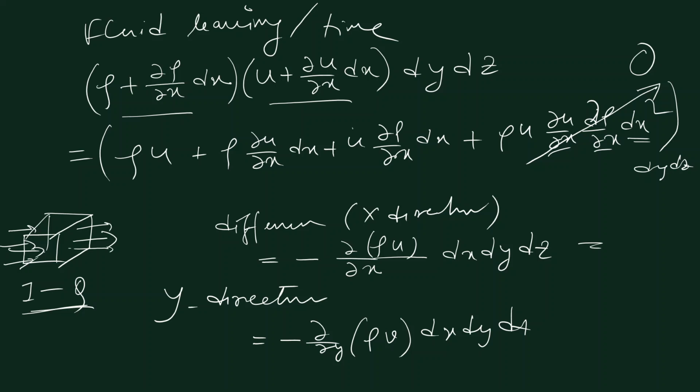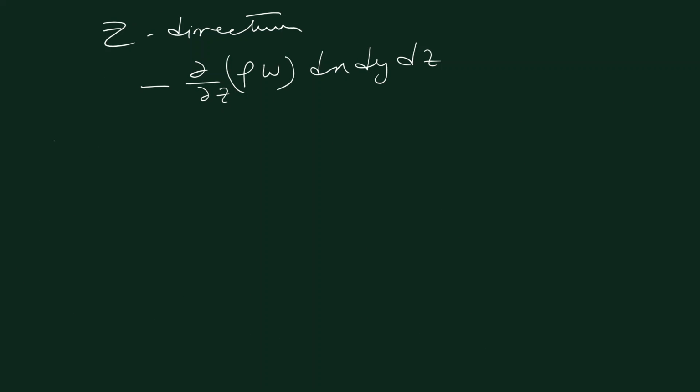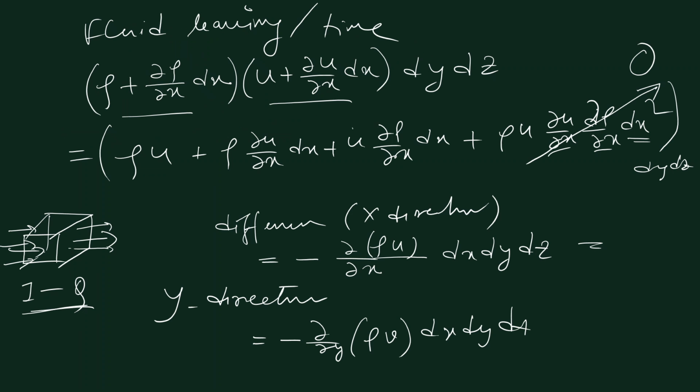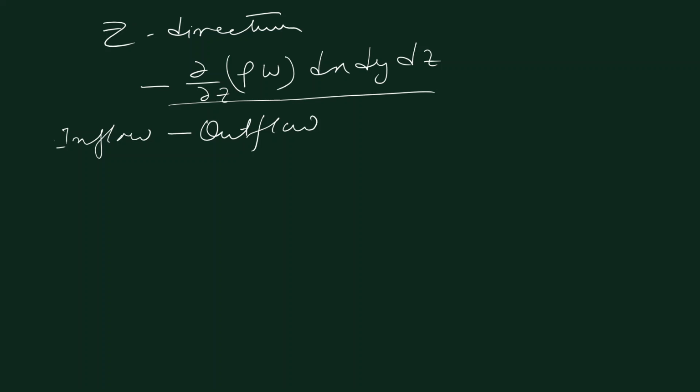Therefore, the total difference between inflow and outflow, when we consider all the components in x, y, and z direction, will be the summation of these three terms. And since all of them have dx, dy, and dz common, we can write it as minus del x of rho u plus del y of rho v plus del z of rho w. This whole thing is multiplied by dx dy dz.